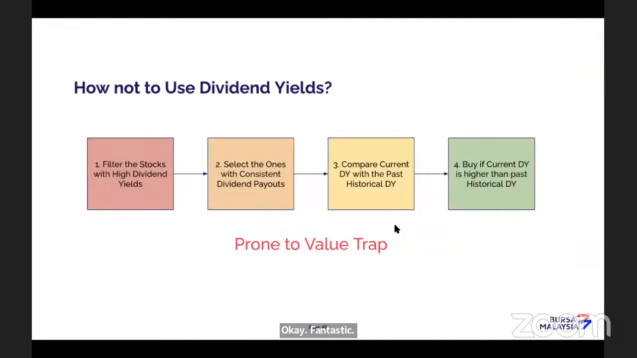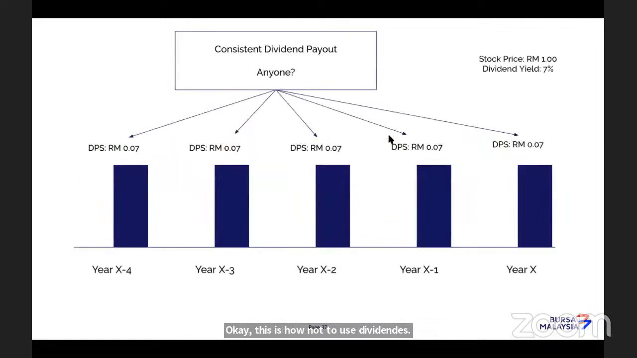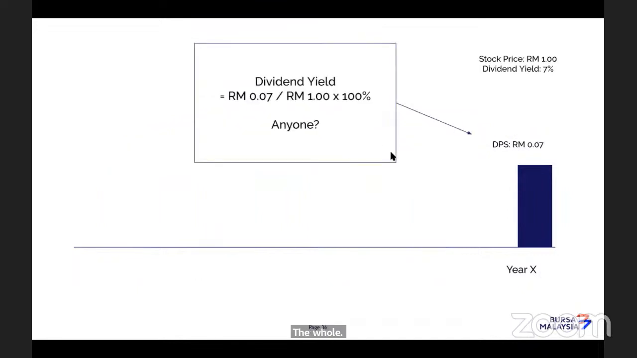So guys, this is how not to use dividend yields. Okay, this is how not to use dividend yields. Just now, the whole reason why this case study is done is simply because there are some people who just decide based on the latest dividend yield. This one is level one kind of investor. The type that will fall for this kind of trap. Based on latest dividends per share, stock price, can buy already.